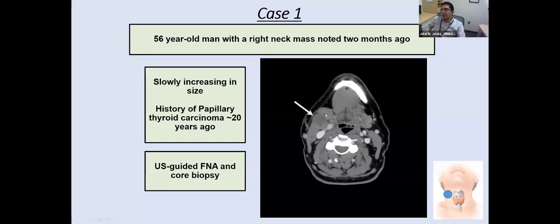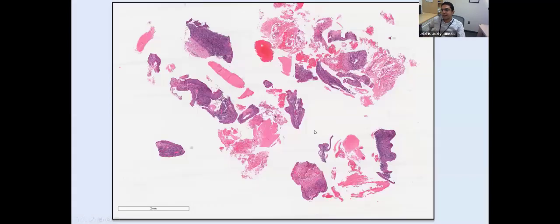You can see here the mass on CT scan, where the mass is actually hypodense. It's quite large. It's about in level 2A, and it has an enhancement of its wall with some thickening and complexity. So a biopsy and an FNA were performed, and I'm showing the biopsy first.